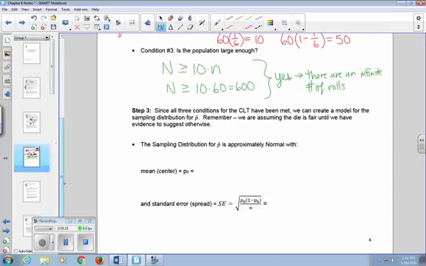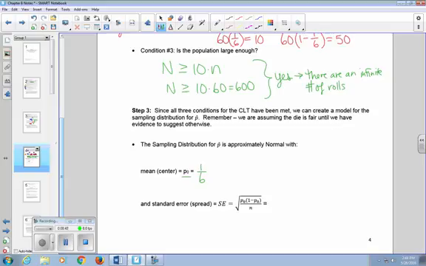And so step 3, since all 3 conditions for the central limit theorem have been met, we can create a model for the sampling distribution for p hat. So remember, we're assuming the die is fair until we have evidence to suggest otherwise. So that means our sampling distribution for p hat is going to be approximately normal. It's going to be centered at or have a mean equal to our hypothesized value, which is 1/6.